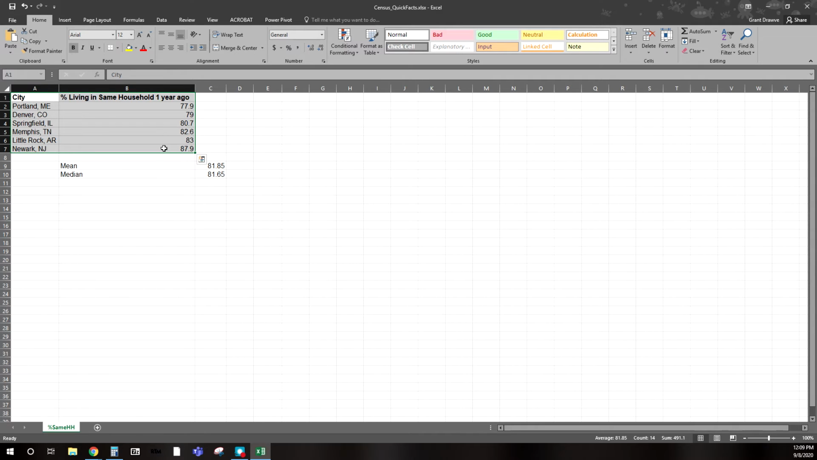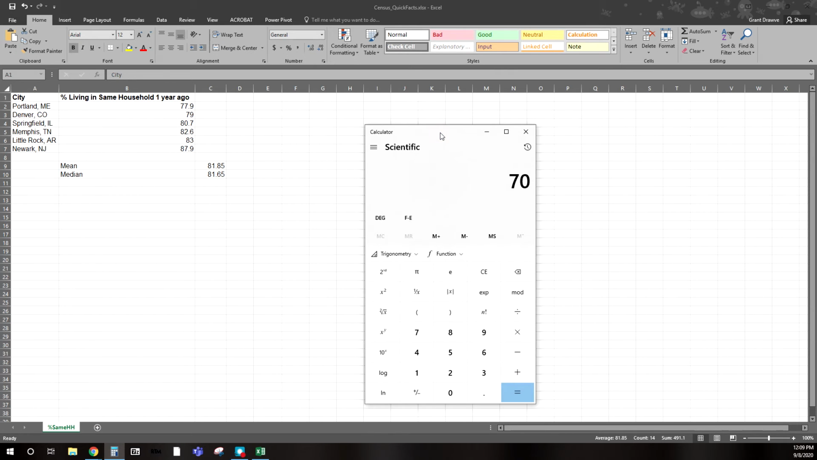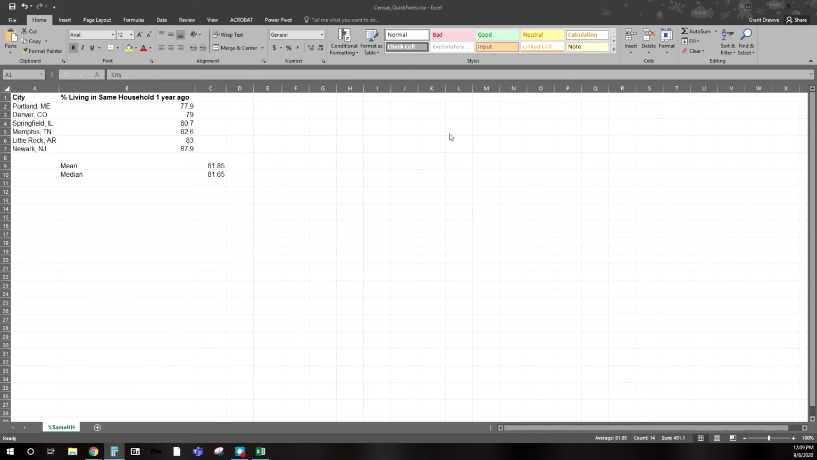82.6. So we took the average of those, and I'm doing this in a calculator. So we did 80.7 plus 82.6, 163.6 divided by 2, and it just so happens that the median is the same as the mean. This is a good sign in terms of symmetric distribution. So now that we have those two for central tendency, now we're interested in the variability within the data set as a whole.